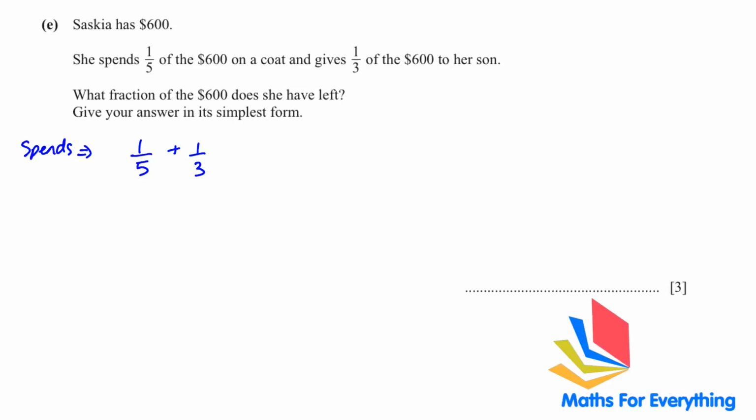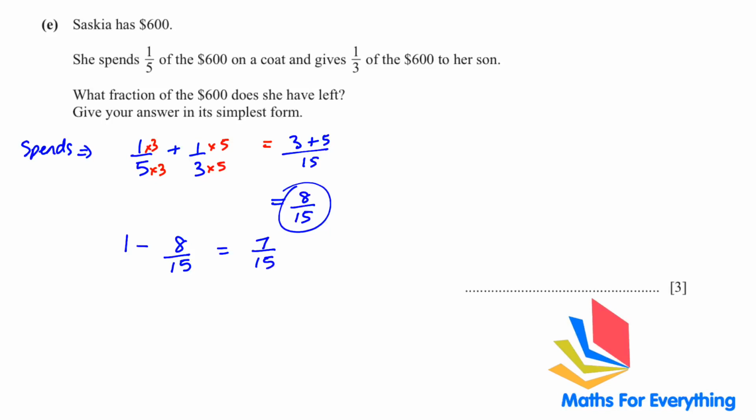Whenever you have a fraction with a plus or minus, you need to have a common denominator. To have a common denominator, I'm going to multiply by 3 here and by 5 here. This will give us 3 plus 5 over 15, which is 8 over 15. This is the amount she spends. So how much does she have left? 1 minus 8 over 15, and we have to write 1 as a fraction. This will give you 7 over 15.